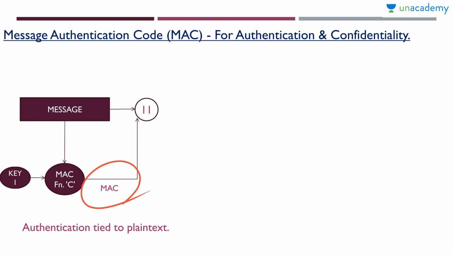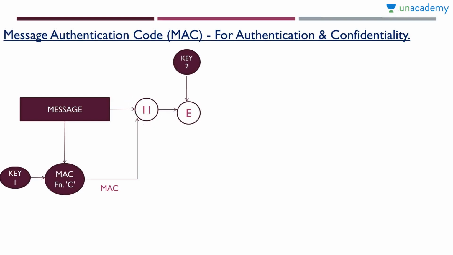Now we'll take this code plus this message and attach them. This code will be appended with the message. That's why we are saying authentication tied to plain text. Now this code is tied to plain text, isn't it? That is why we call it so. So we'll attach it together, and we'll get message plus MAC.